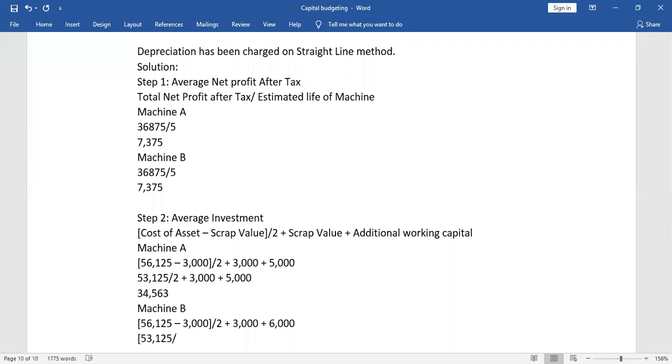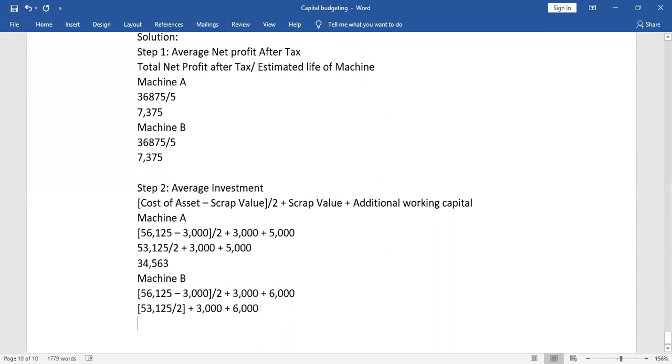So now again, what we will get: 53,125 divide by 2, plus 3,000, plus 6,000. How much answer are you getting? 35,563, everyone is getting 35,563. So we got our machine B's average investment also.